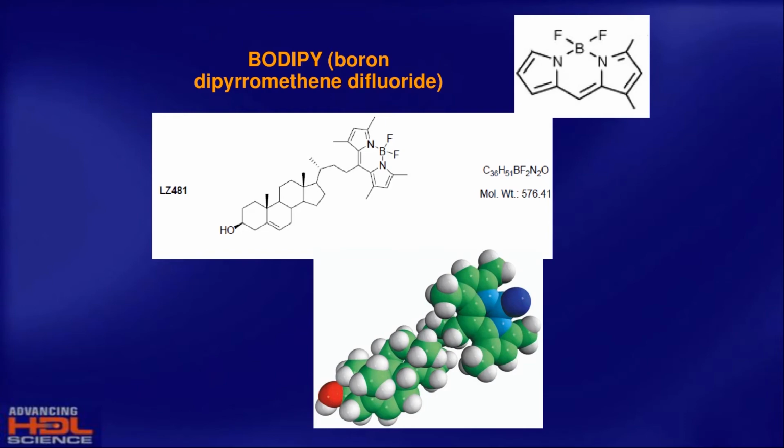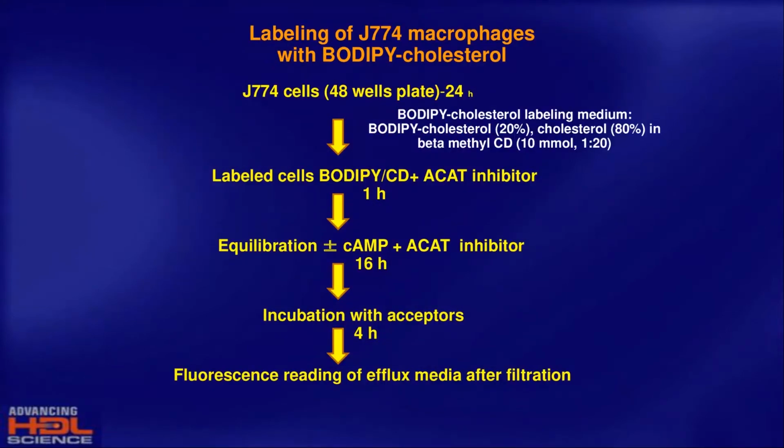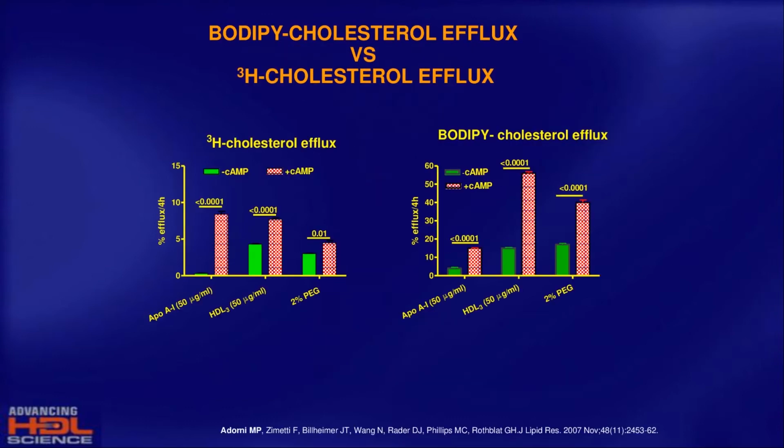The other method that's been evaluated is the boron dipyrromethene difluoride, or Bodipy assay, developed again by George Rothblatt. Again, you're taking the J774 cells, labeling the cells with Bodipy, inhibiting the efflux with ACAT, upregulating the predominantly ABCA1 transporter with cyclic AMP, and then looking at the amount of fluorescence coming out into the media as a measure of percent cholesterol efflux.